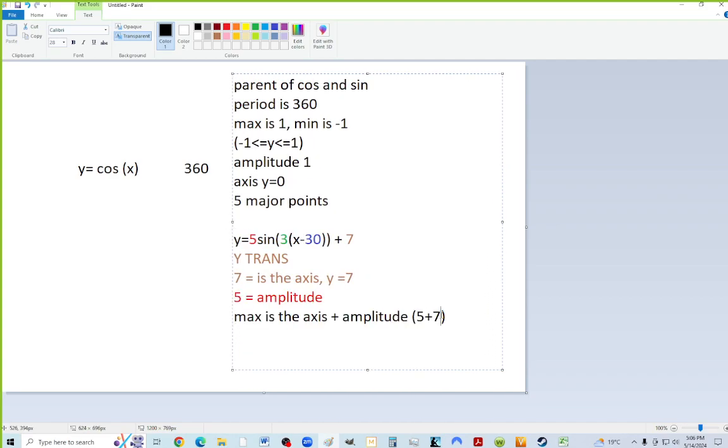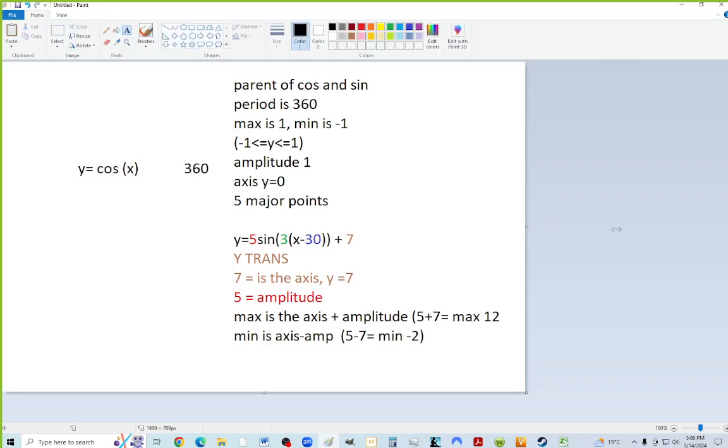Max 12. Good enough. Min is axis minus the amplitude. So 7 minus 5, so the min is equal to 2. We can see that we have a lot of information already from the Y transformations. Now let's look at the color code for the other ones.